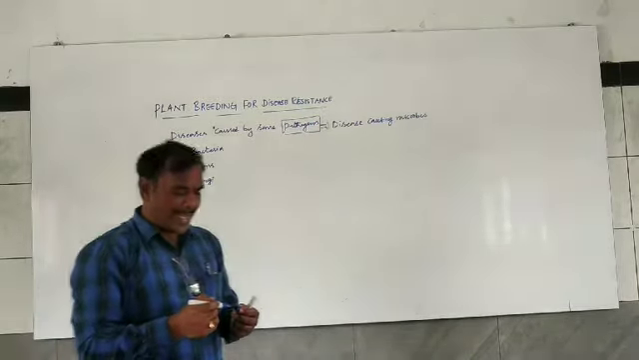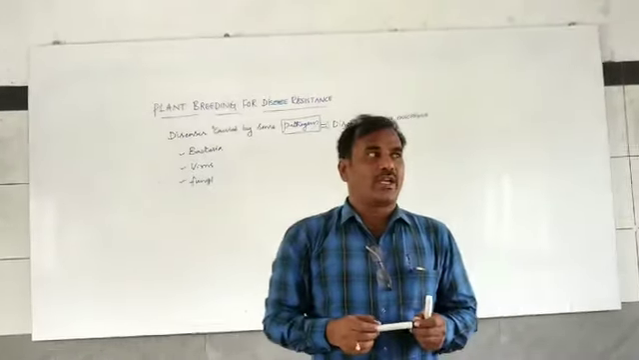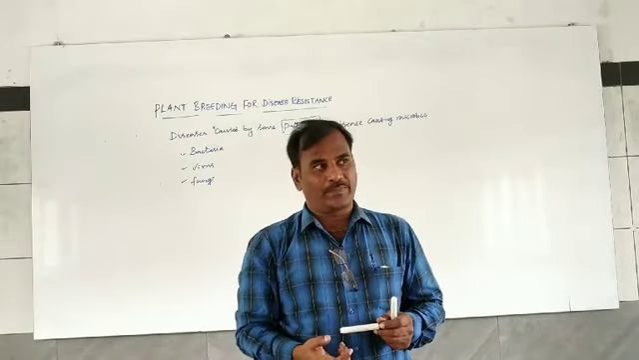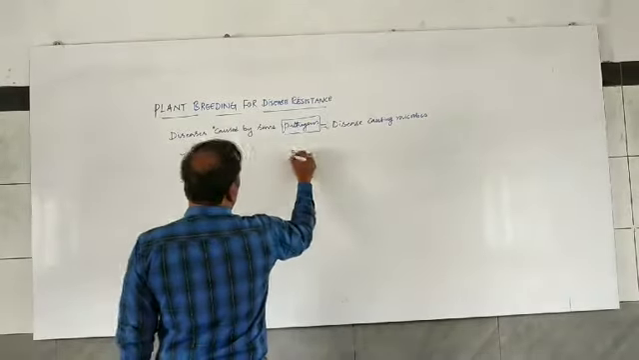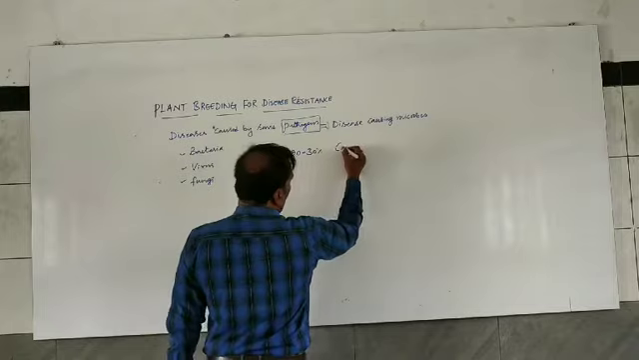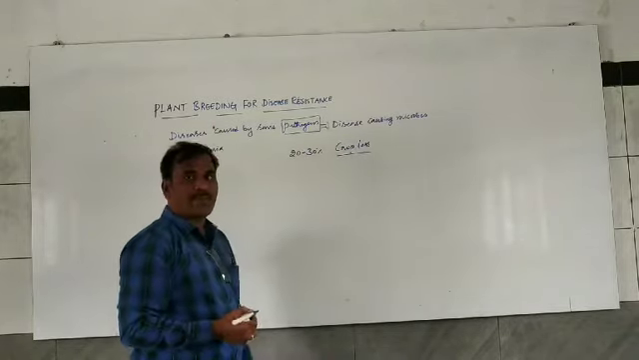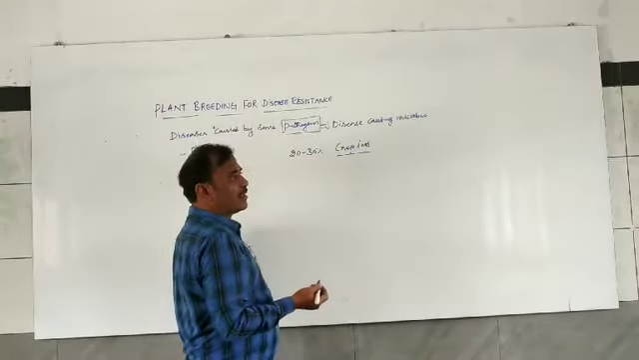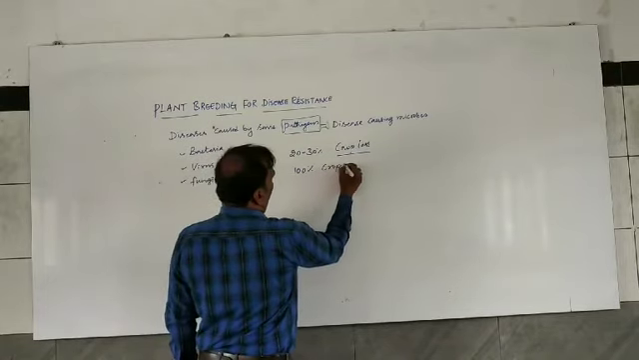Actually, when these pathogens infect the crops, there is a gradual reduction in the crop productivity. Sometimes it may be 20 to 30% of reduction. That is called crop loss. Sometimes even 100% of the crop is lost.